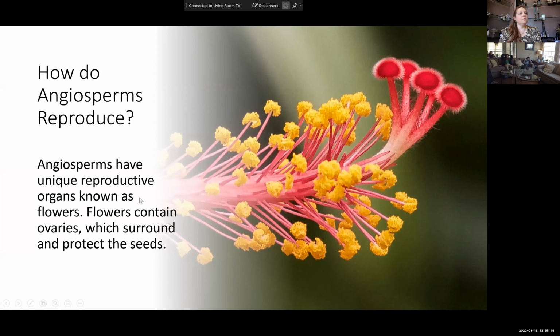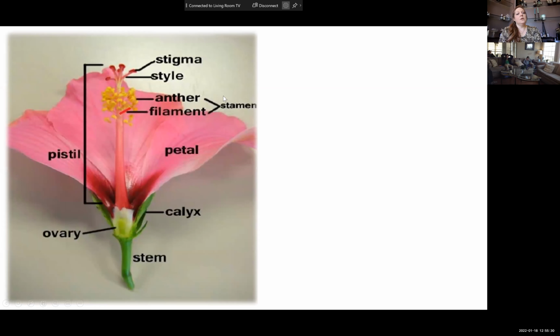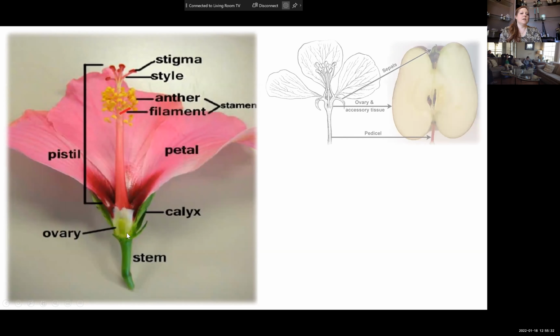All right, so angiosperms have unique reproductive organs known as flowers. Flowers contain ovaries, which surround and protect seeds. When you eat an apple, you're eating an apple tree ovary. It's a mature ovary. That's what you're eating. Yep, that's fun, right? So here is your flower, and it's got different parts.